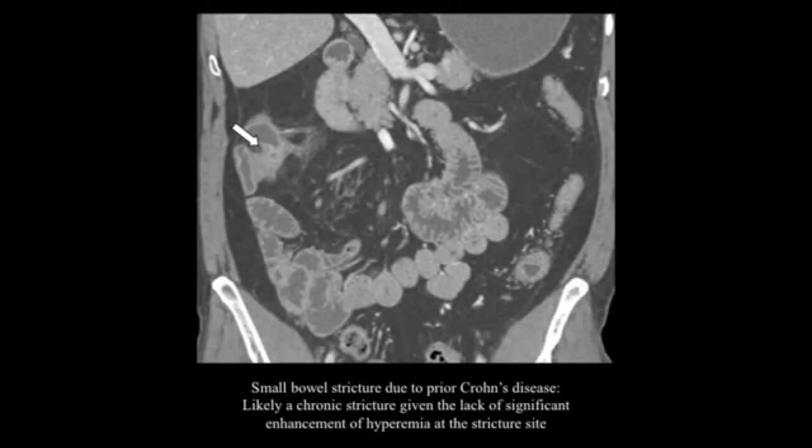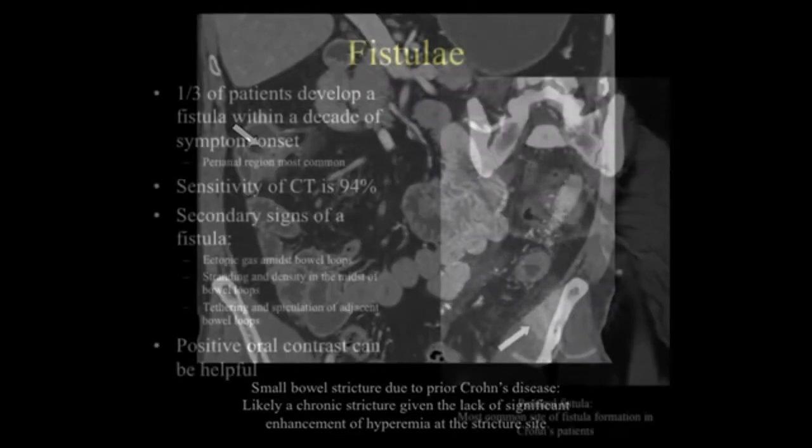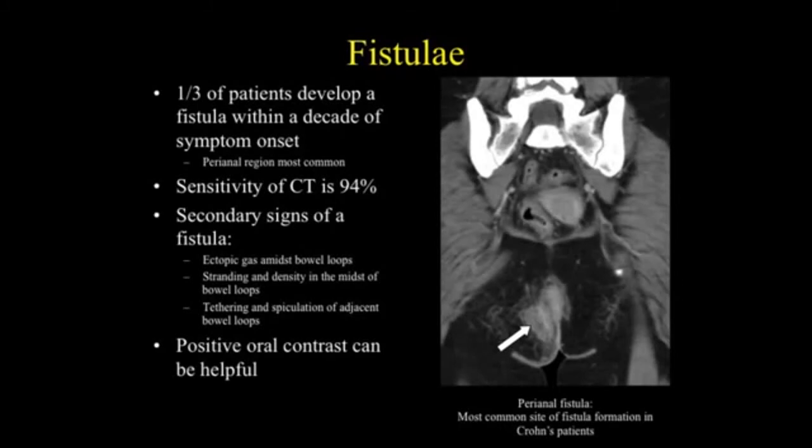Now, once you've made the diagnosis of acute or chronic bowel inflammation, the next step is to look for any one of a number of common complications that may result from the patient's inflammatory bowel disease. Crohn's disease is very often associated with fistulas, and about a third of all patients will develop a fistula within a decade of symptom onset. And the most common location for developing fistulas is going to be the perianal region.